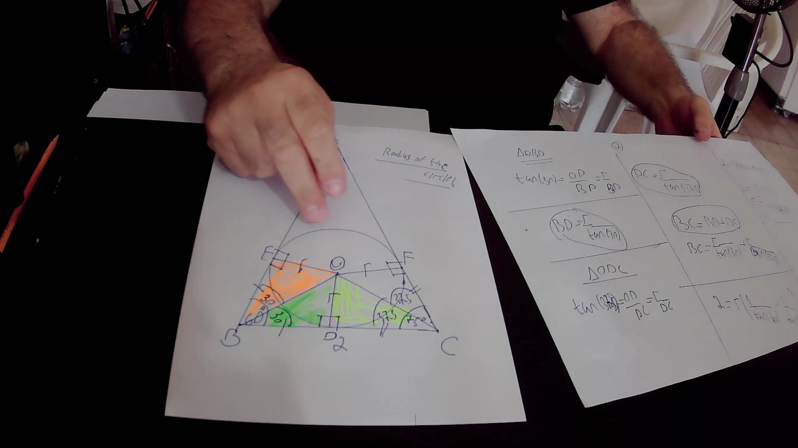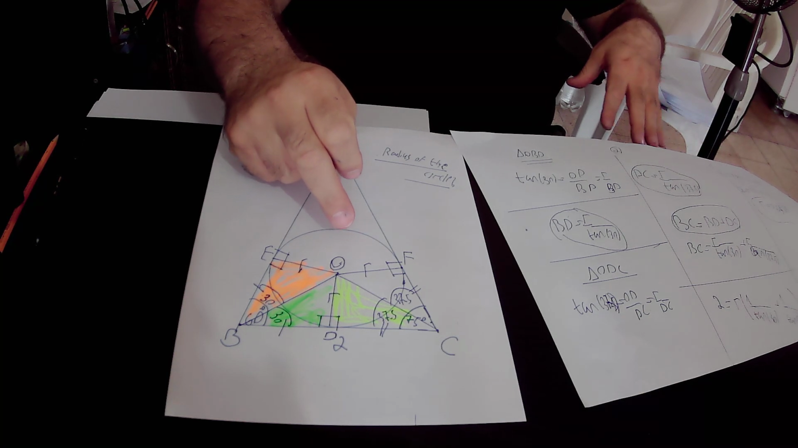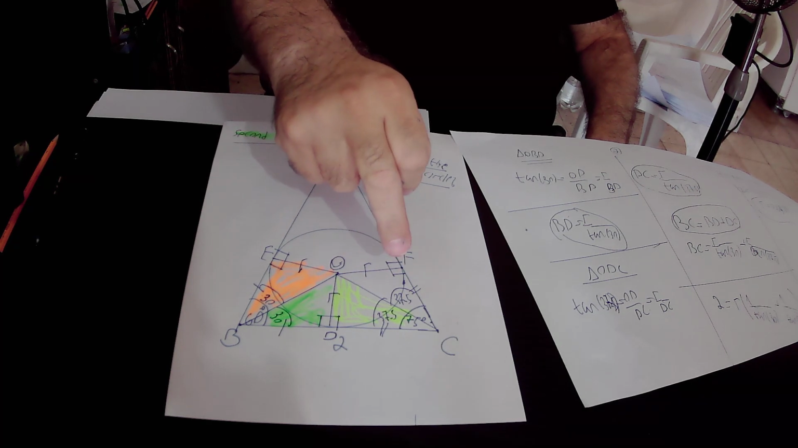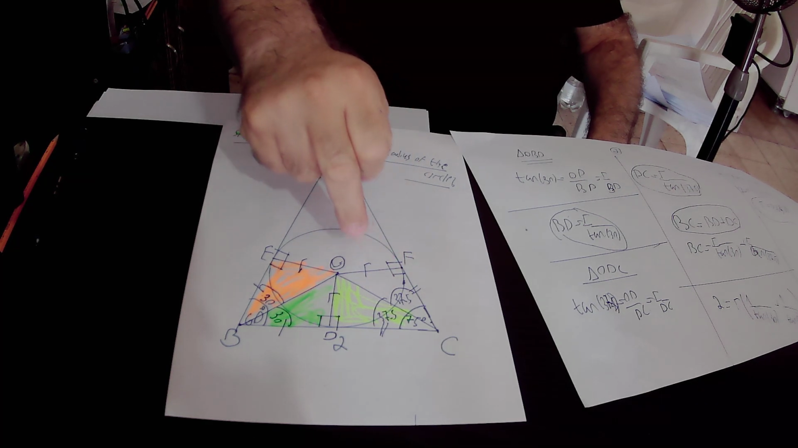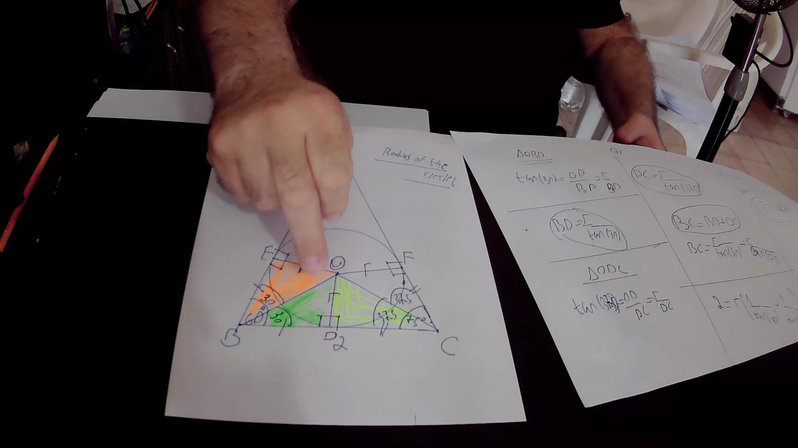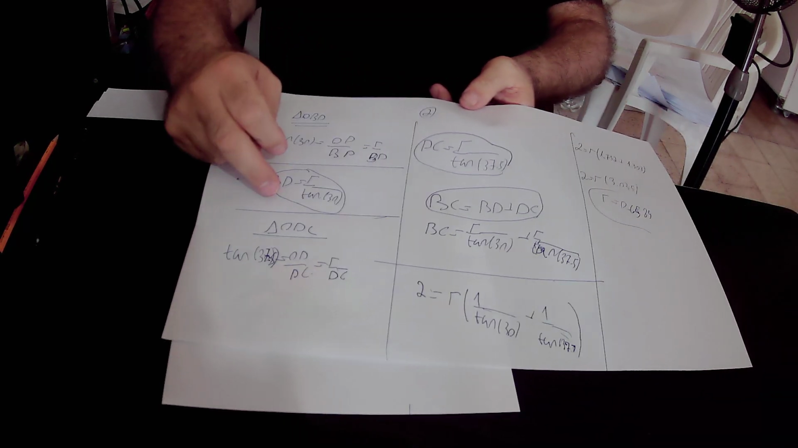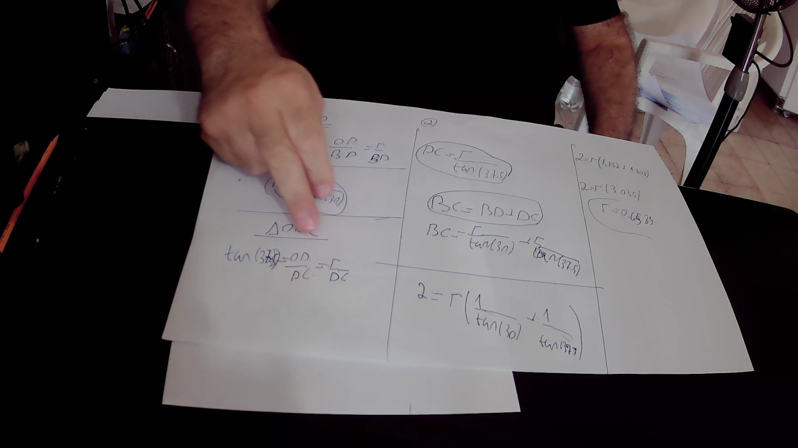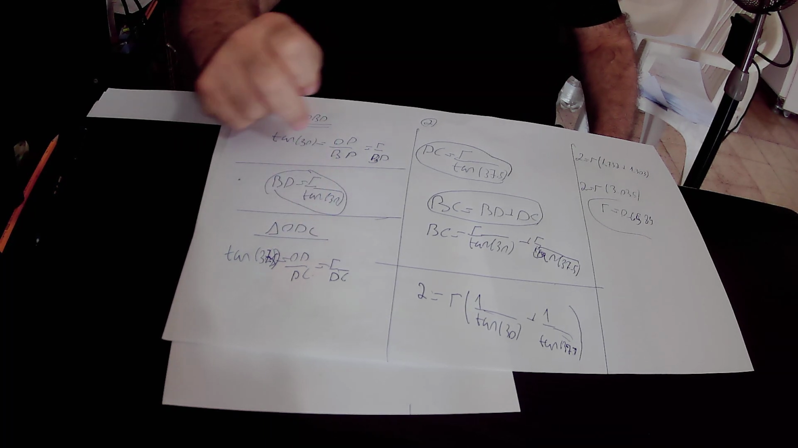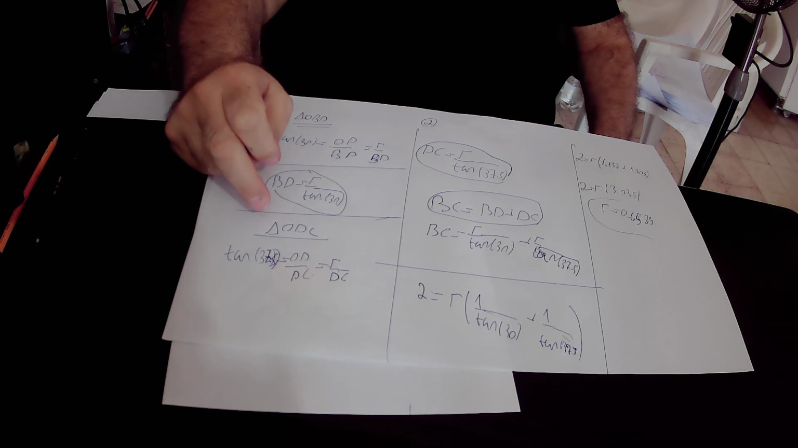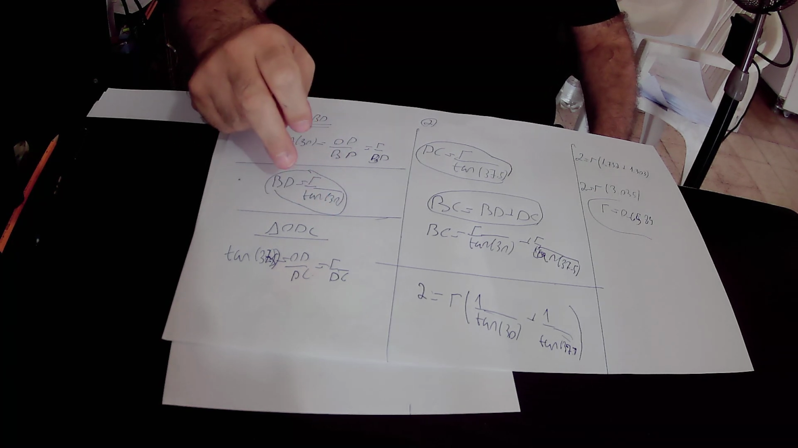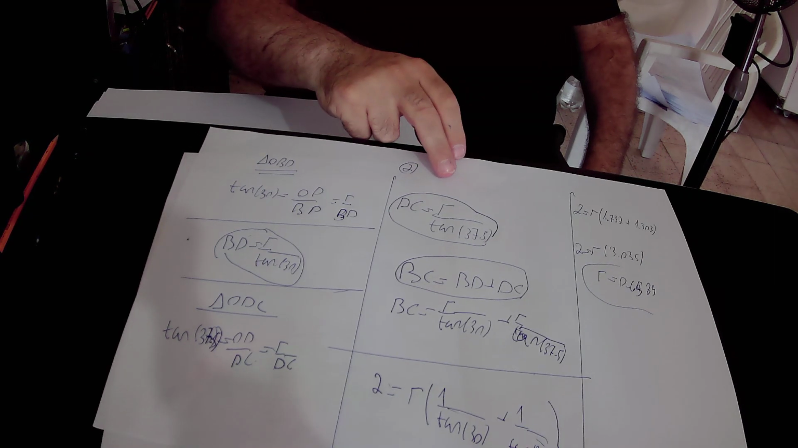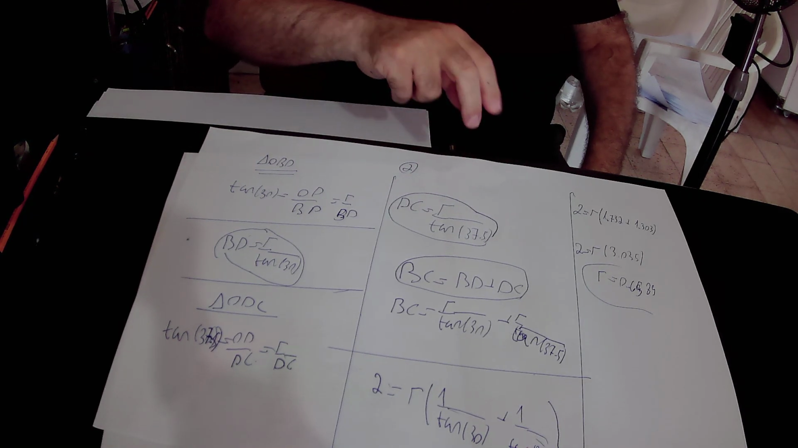Likewise, we focused on the yellow right triangle ODC. In the yellow right triangle ODC, tangent 37.5 degrees equals OD over DC. OD is R, over DC. We multiplied this equation by DC and then divided by tangent 37.5 degrees and found that DC equals R over tangent 37.5 degrees.